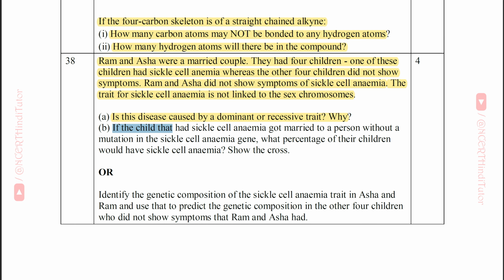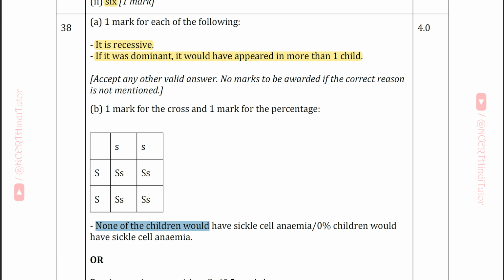If it was dominant, it would have appeared in more than one child. B. If the child that had sickle cell anemia got married to a person without a mutation in the sickle cell anemia gene, what percentage of their children would have sickle cell anemia? Show the cross. Answer: none of the children would have sickle cell anemia. 0% children would have sickle cell anemia.